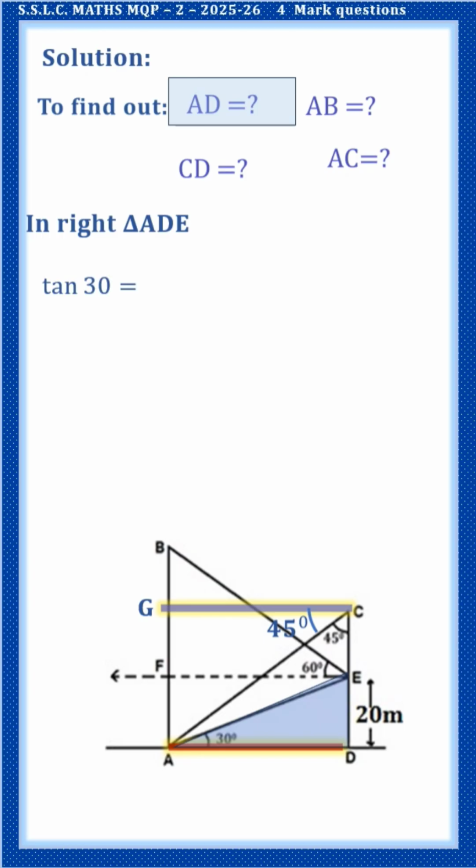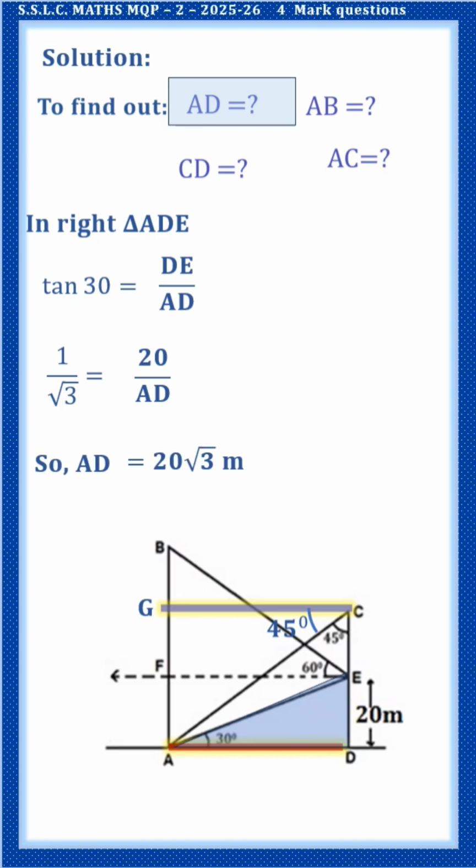Tan 30 is equal to DE by AD. Tan 30 is 1 by root 3. DE is 20, so 1 by root 3 equals 20 by AD. So AD is equal to, cross multiply, 20 root 3 meter. So the distance between the foot of the tower and the foot of the building is 20 root 3 meter.